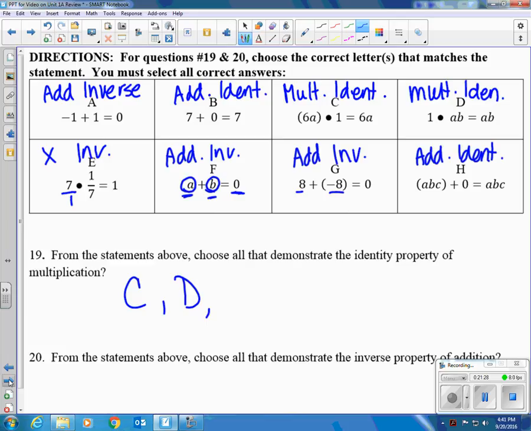The next one says, from the statements above, choose all that demonstrate the inverse property of addition. So additive inverse is what we're looking at. So A works, and F works, and G works. So those are my answers there for that.